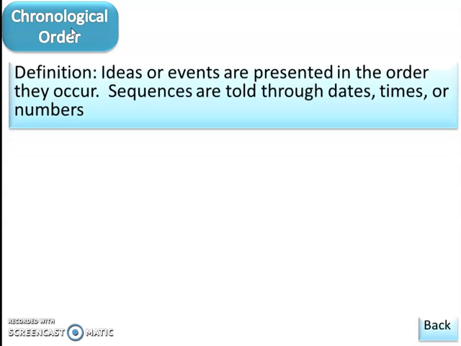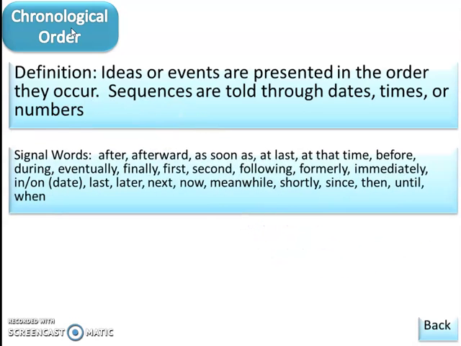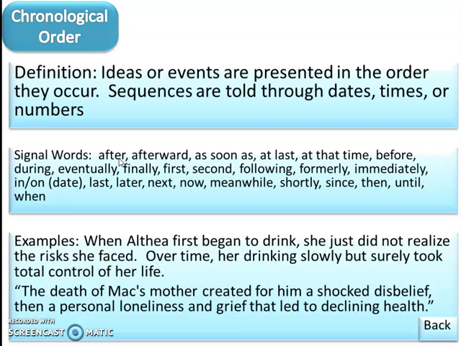So when we say chronological order, we're talking about time order, sequence of events, how these ideas or events are presented in the order they occur. The signal words are like after, afterward, as soon as, at last, at that time. And this is an example.